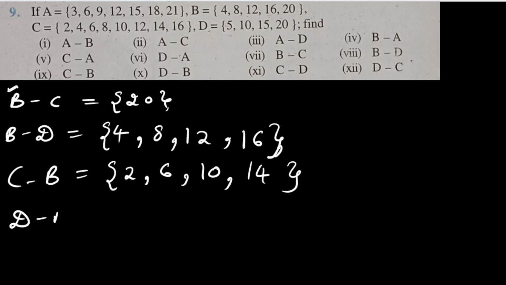Then D minus B. So D's elements, first set's elements we have to see. 5 is not there in B, we can write. 10 is also not there. 15 is also not there, but 20 is there. So 20 we cannot write then.